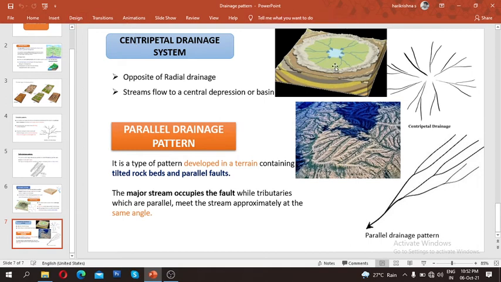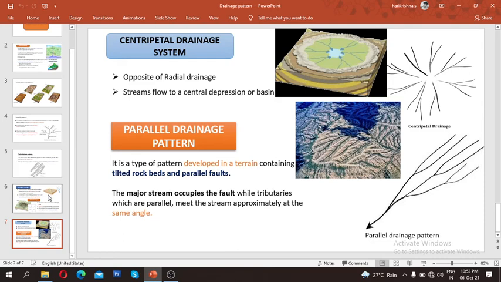Here you can see the movement of water in the arrows, that is, to a particular basin there will be a central depression. You can see streams flow to a central depression or a basin. So this is actually a terrain where this is your basin, and in the central portion of this basin you can see some depressions. What will happen? Water from various directions will be flowing towards this depression, and these tributaries serve water to that particular depression. That is known as centripetal drainage system. This is just the opposite of radial.